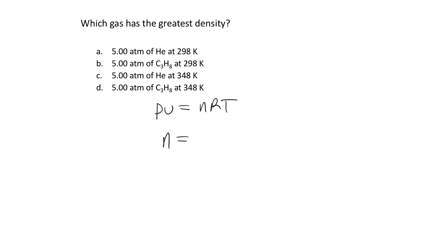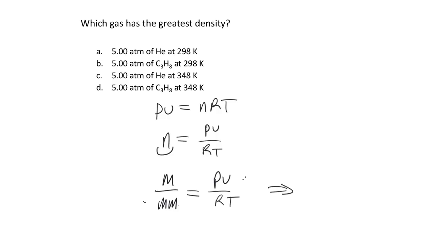And if I rewrite this as n is PV over RT, I can then maybe say, okay, mass over molar mass can be my moles. So if I take mass over molar mass, I can rewrite that as a relationship that's just the same. n is equal to PV over RT. m over V is density. So if I move the density to this side of the equation, put the molar mass over here, I can then write that m over V is equal to pressure times molar mass over RT. And then this, of course, is density.